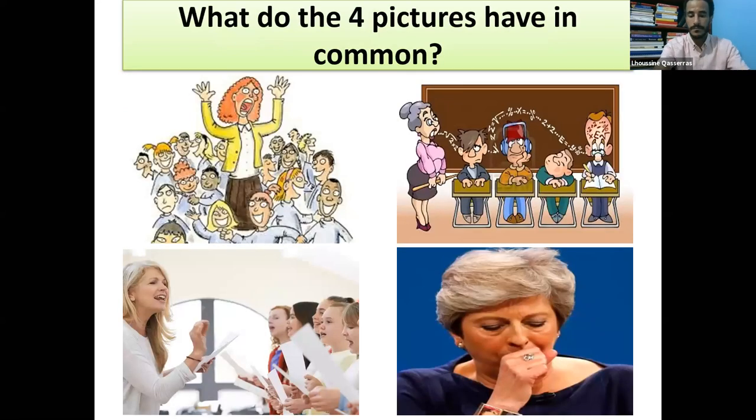Now, what do the four pictures have in common? Look here, another one. What do the four pictures have in common when we talk about classroom management?